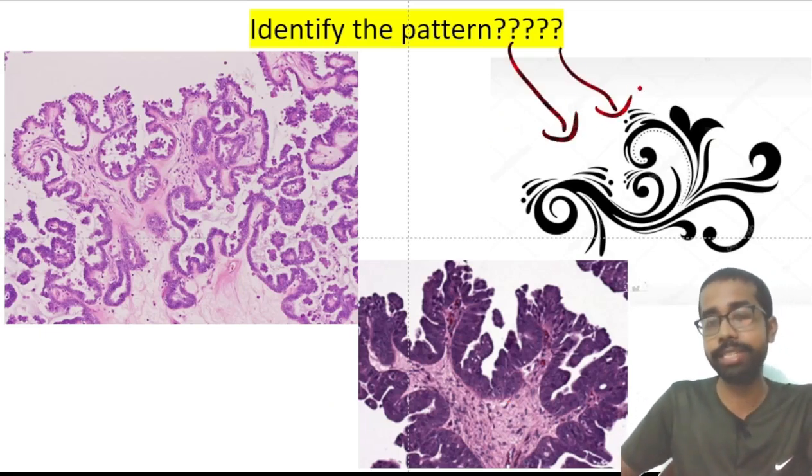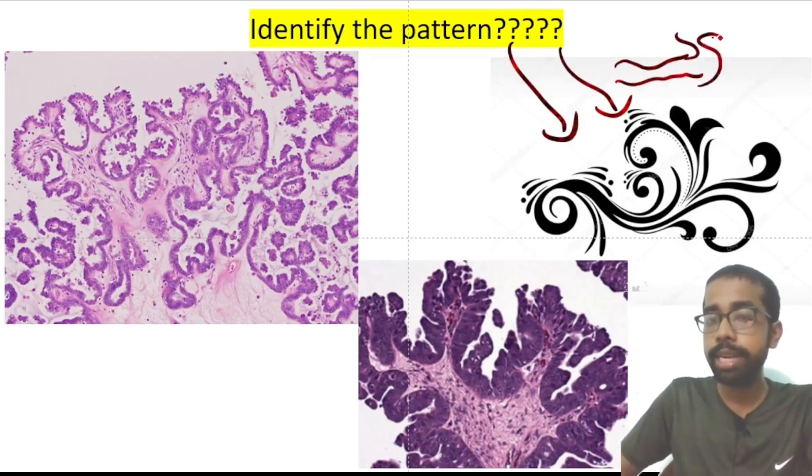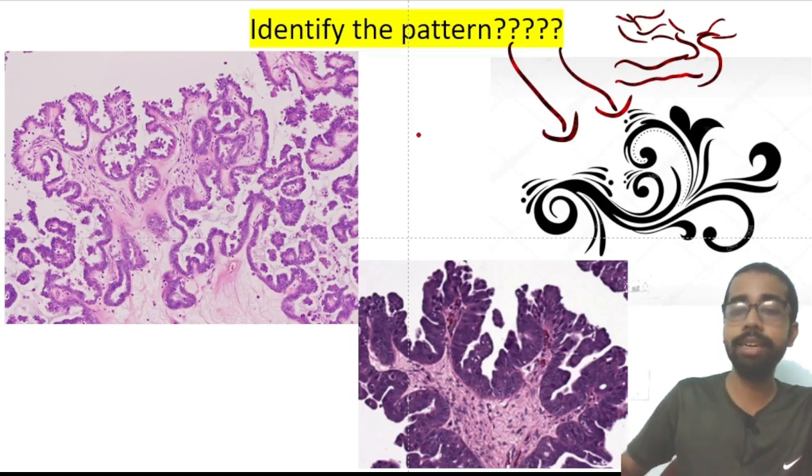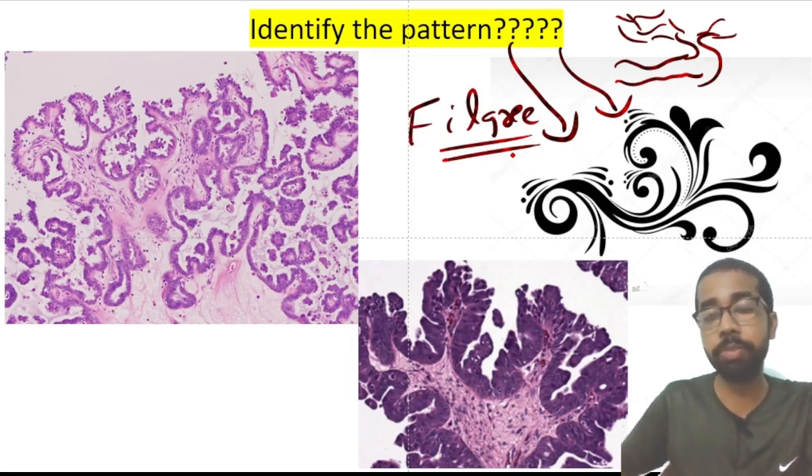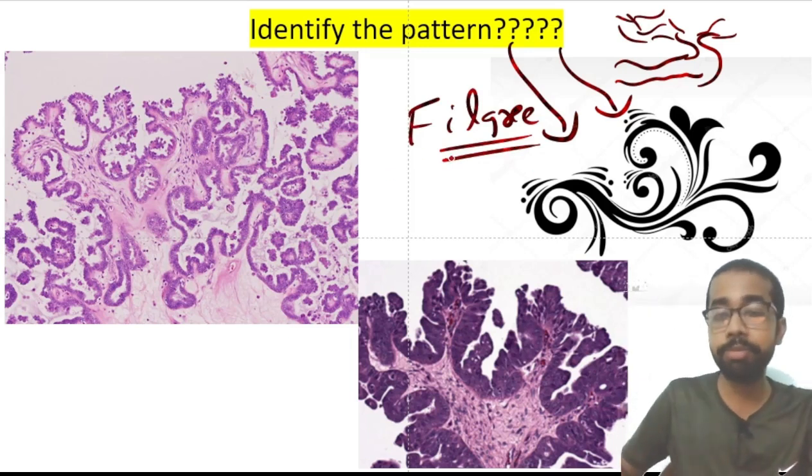What about this pattern? Any idea which pattern this is? We have a large origin, and gradually they are dividing in a hierarchical manner. Can you see the hierarchical manner? They are dividing. Yes, the term is filigree pattern, right? Again, pathologists are very fond of these patterns. That's why they have named it filigree pattern and all.